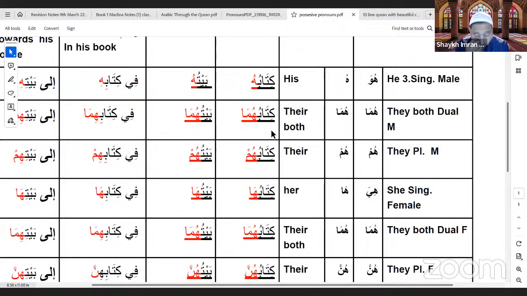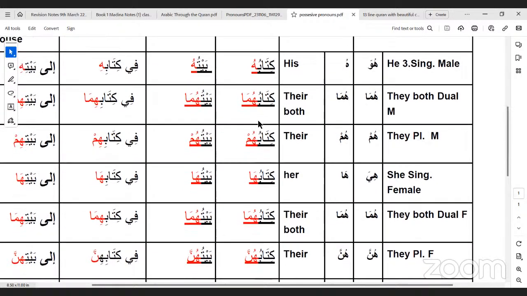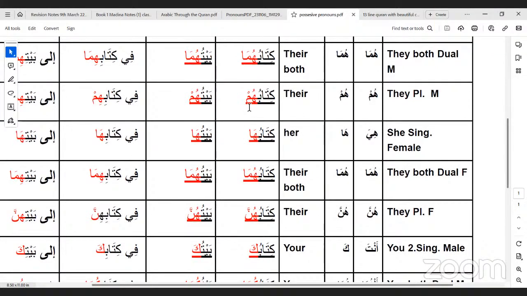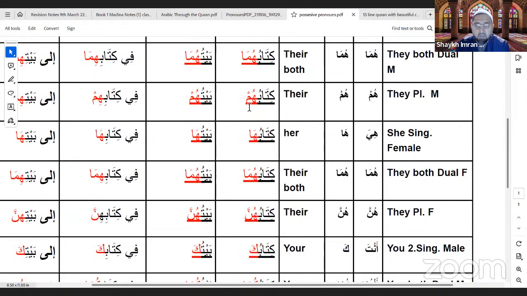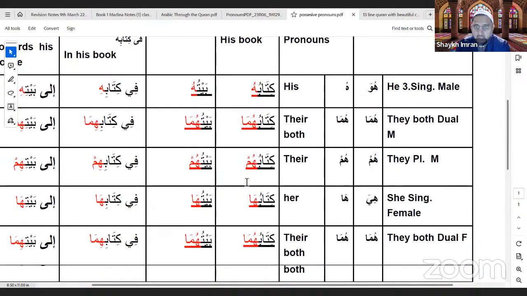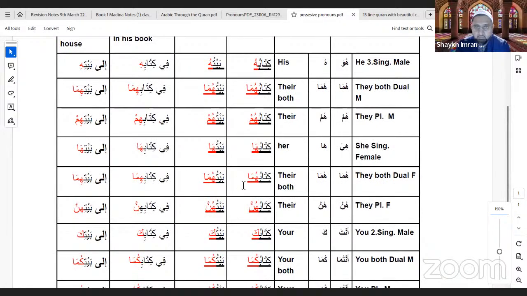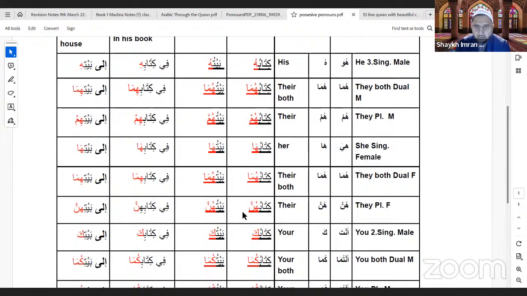It will become kitabuha, kitabuhuma, kitabuhunna, kitabuhum, their book. Sheikh, can I ask a question? Just one second, let me finish this and I'll take both of your questions. Kitabuhu, kitabuhuma, kitabuhum, their book. Kitabuha, her book. Kitabuhuma, their book, is for the dual, and it's for both male and female.